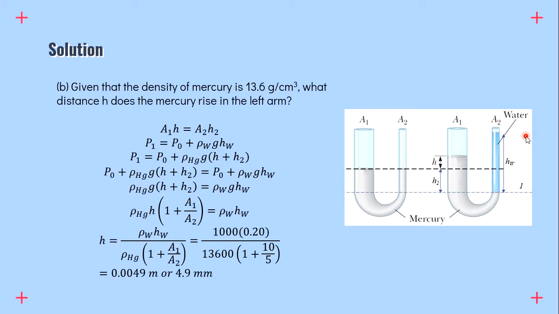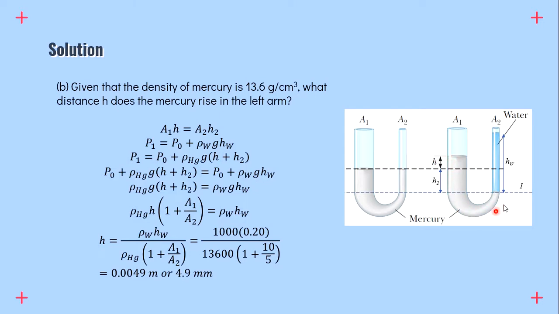Okay? Now, proceeding to our next question. Given that the density of mercury is 13.6 grams per cubic meter, what distance h does the mercury rise on the left arm? Now, this is a little more complicated, right? But I think we can solve this with the data that we are given. If you can observe here, when we poured water, the mercury here was displaced, right? So it's displaced, and some of the mercury overflowed from this line.